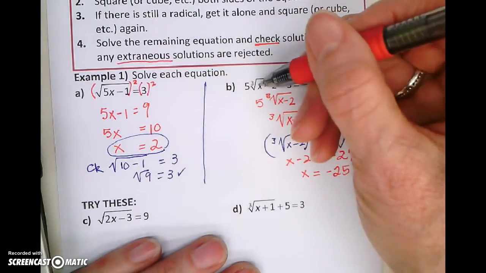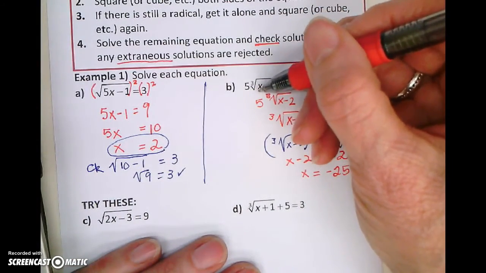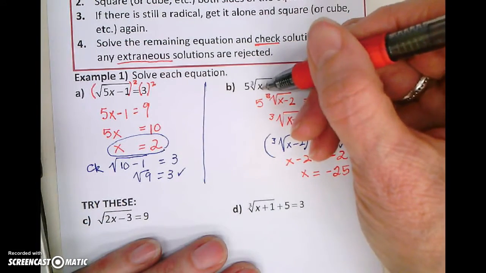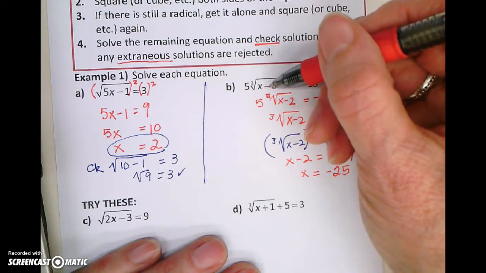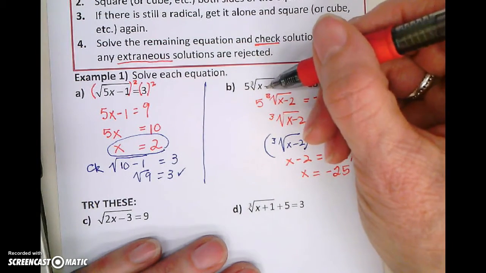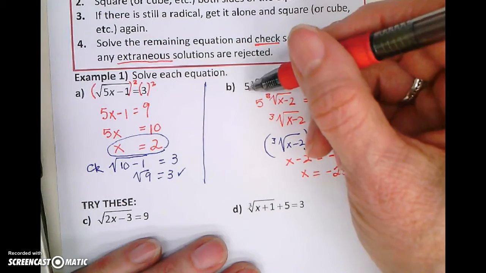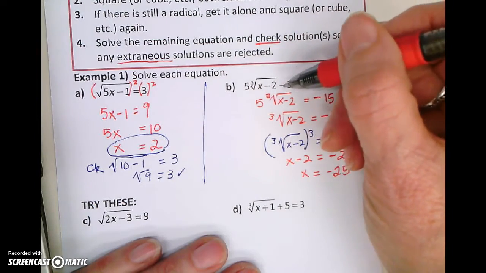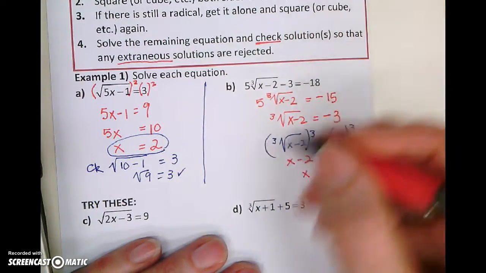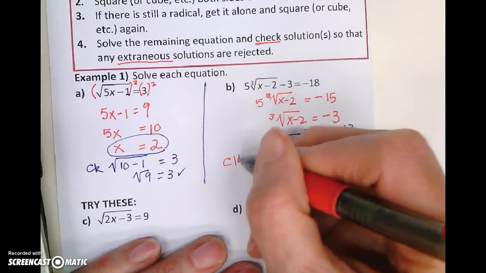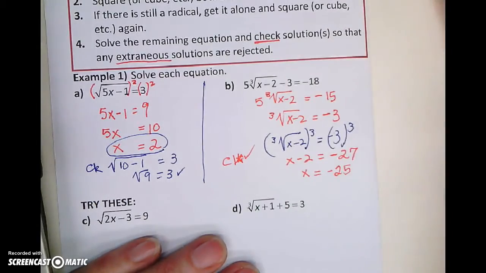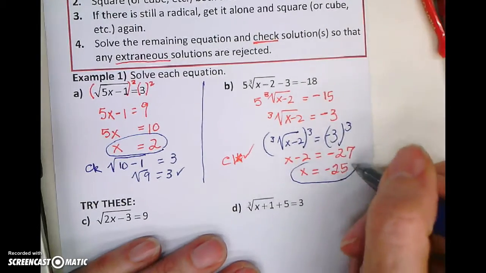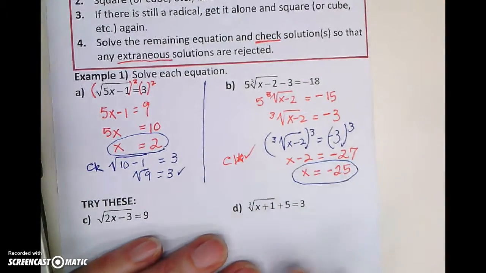I want to plug that back in up here, and that gives me negative 25 minus 2 is negative 27. So the cube root of negative 27 is negative 3. Negative 3 times 5 is negative 15. And negative 15 minus 3 is negative 18. And that does check. So my answer is going to be x is equal to negative 25.